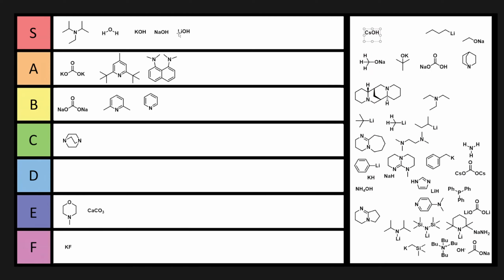So, cesium hydroxide is not going to go into S tier, and that's because it's extremely hygroscopic, and that just means it'll suck water out of the air and it'll form a wet solution. And so, this is just a little bit of a learning point. When I say hygroscopic, people often say hydroscopic, but it's actually hygroscopic. So cesium hydroxide, because it's hygroscopic, it's going to go in B tier.